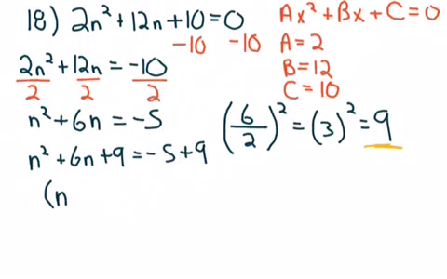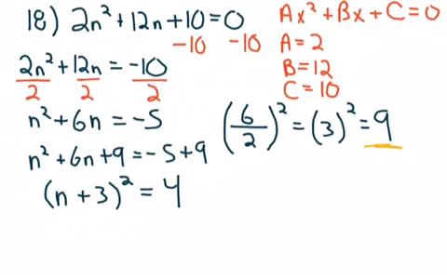N plus 3 squared is equal to, okay, this is what you should have got after you factored it. And this is equal to that expression. So if this expression is equal to 9 minus 5, then that means this has to be equal to 9 minus 5. 9 minus 5, that's going to be 4.